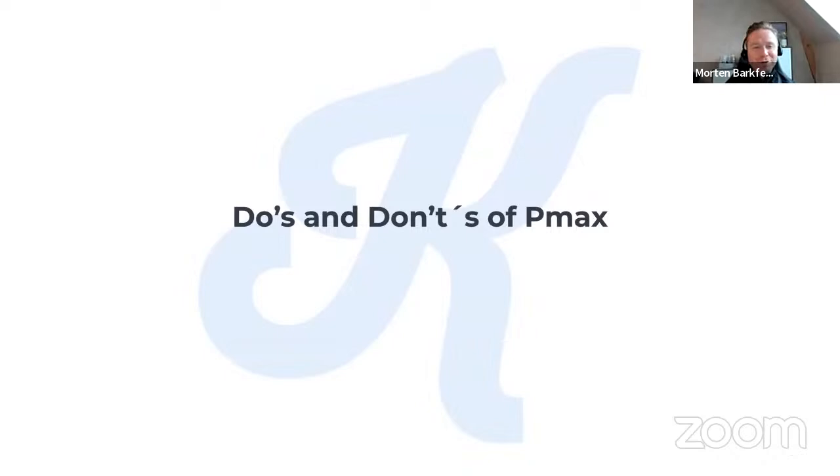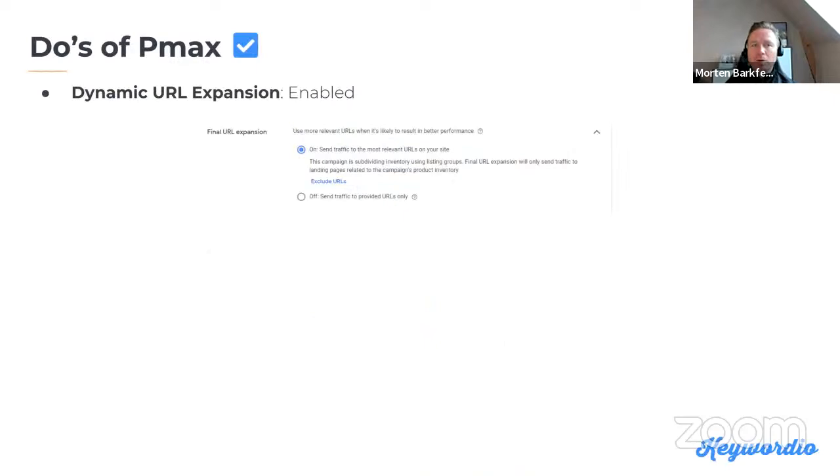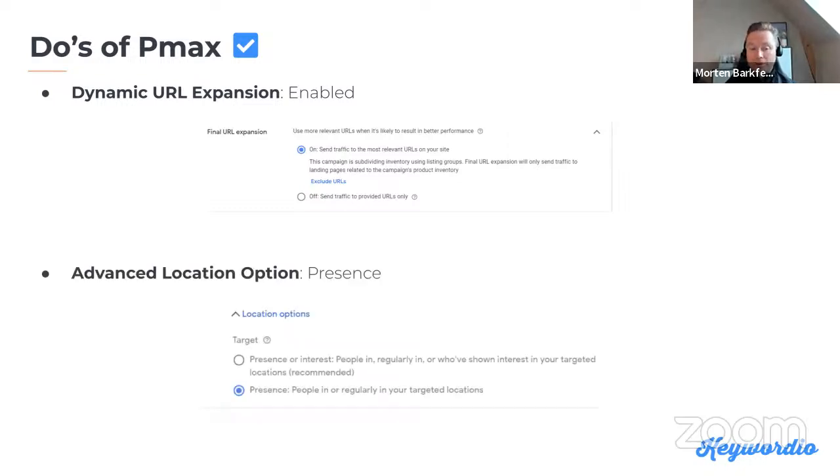So with that, we move into the do's and don'ts of PMax. And this is something that you will see in your slideshow, so you don't have to take note of this because we will send it out, but I will go through them. So you need to enable the dynamic URL expansions, and that's because you basically need the Google AI to send the traffic to the most relevant URLs on your website. And also you need to enable only the presence, so not the presence of interest, on your advanced location options. So as I said, these are the best practices. So make sure you do those after this call, whenever we send you around the slides.